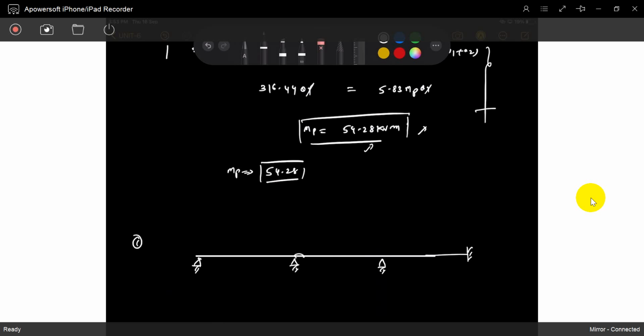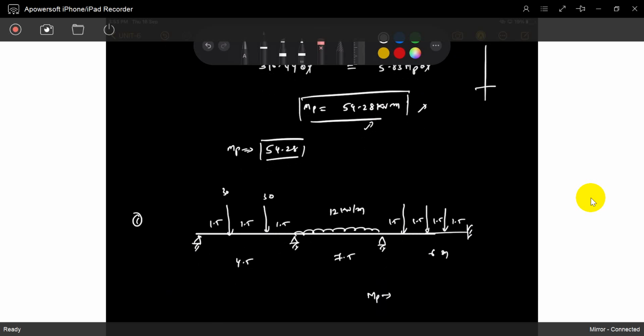Okay, so same cross section, he gives 12 kilonewton, 30, 30, with spans 4.5, 1.5, 1.5, 1.5, 7.5, 1.5, 1.5, 1.5, 1.5, and 6 meters. Find out the plastic moment capacity of this section that we have to maintain for the safe being of the beam. That is the full question.